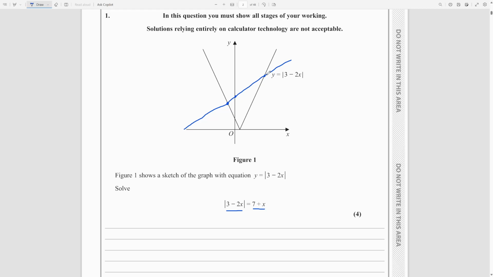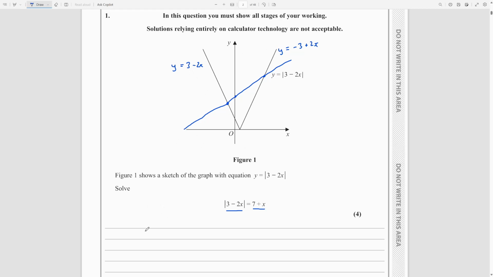Okay, there's going to be two solutions, one here and one here. So imagine that the modulus sign was not there. 3 minus 2x, that's this bit of the graph here. This bit is just 3 minus 2x, or at least a section of it. This part over here is where the mod has kicked in and multiplied it by minus 1. So this bit over here is a section of y equals minus 3 plus 2x. I can find these two solutions simply by finding where 7 plus x intersects with each of these bits.